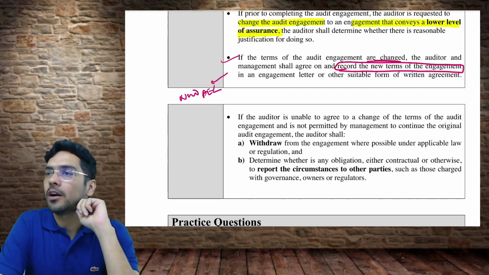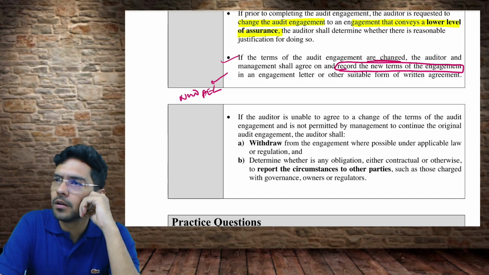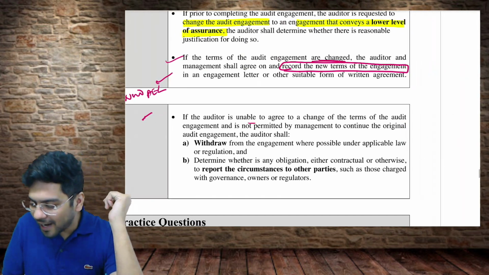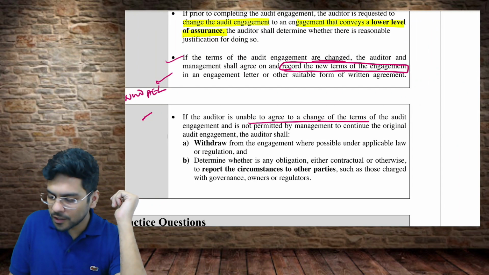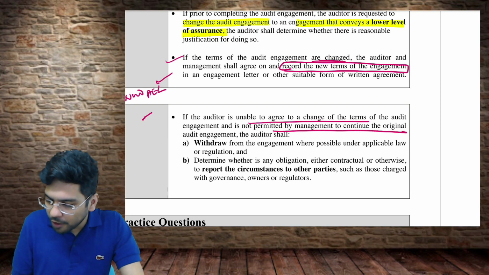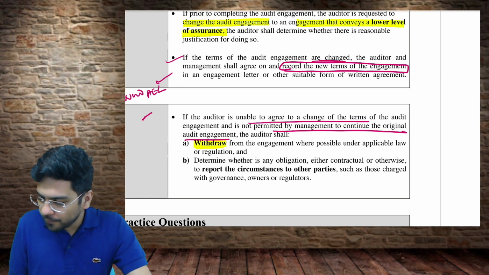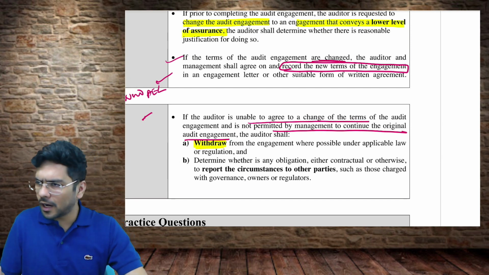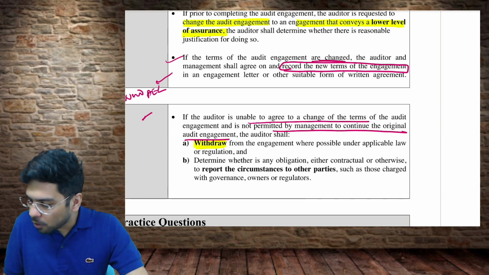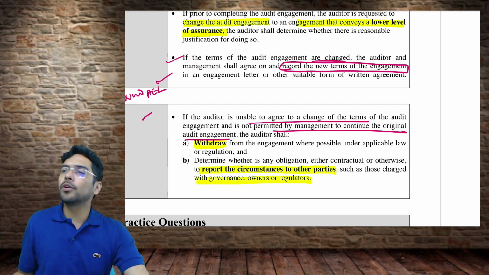Okay. But then let's say you don't agree to management's change request, and management is not letting you continue. They tell you, no, we are not going to let you check the inventory. What will you do? Withdraw. See what is mentioned. If the auditor is unable to agree to a change of a term of the audit engagement, and is not permitted by the management to continue the original audit engagement, the auditor shall withdraw from the engagement where possible. Withdraw means resign, basically, if it is allowed by the law, and determine whether there is any obligation, either contractual or otherwise, to report the circumstances to other parties, such as those charged with governance, owners, or regulators.